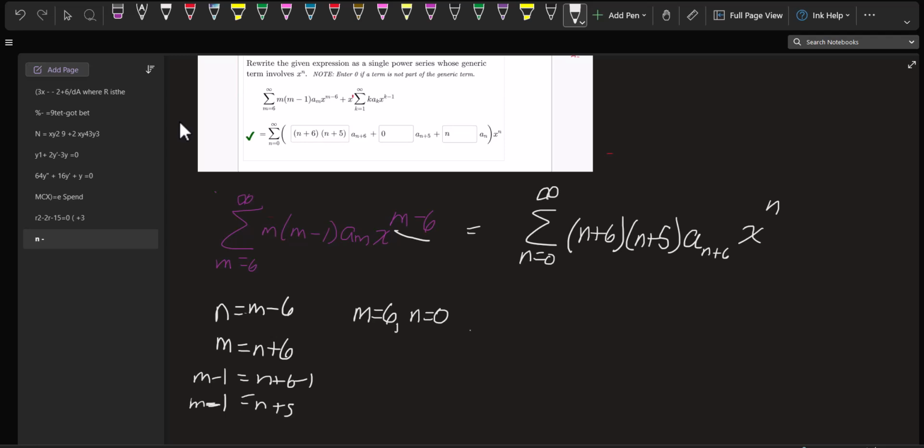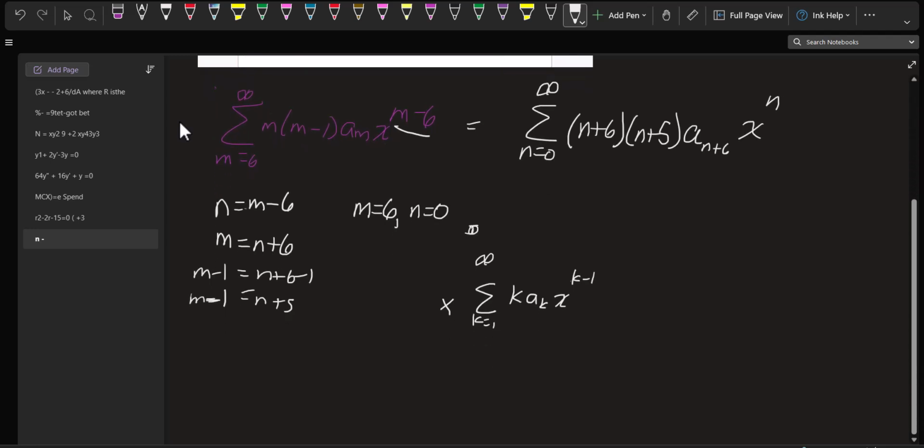Okay, now let's take a look at our second term, which is x times the sum from k equals 1 to infinity of k a_k x to the k minus 1. For this one, let's first multiply this x inside. So I get the sum from k equals 1 to infinity of k a_k x to the k.